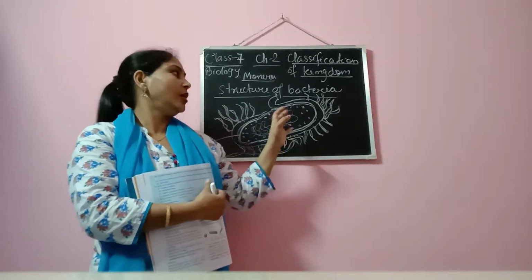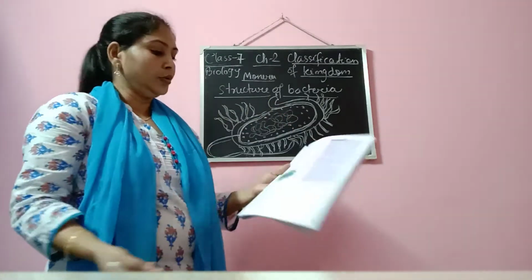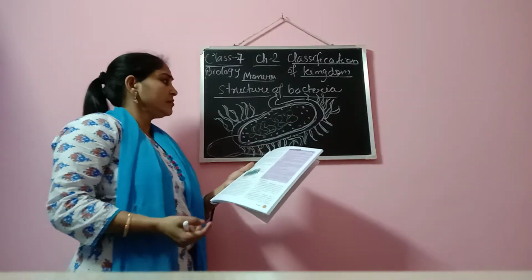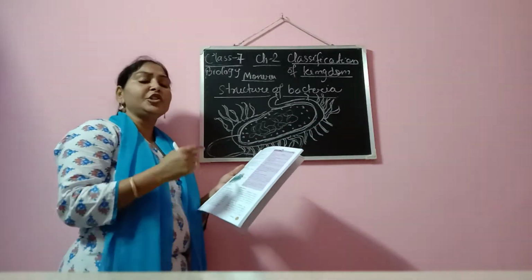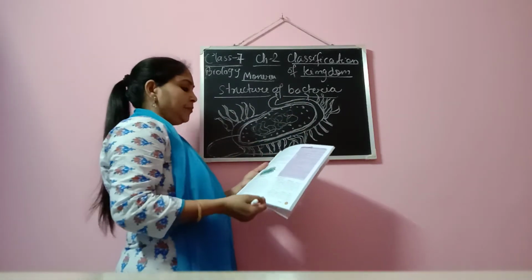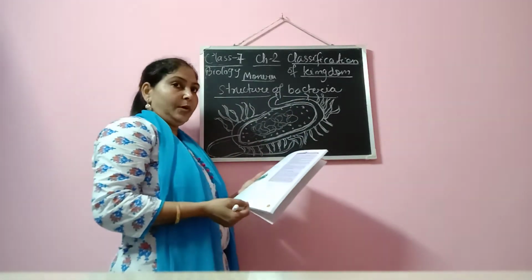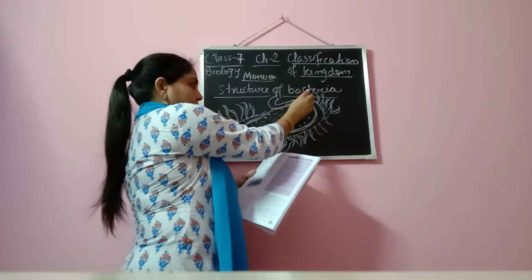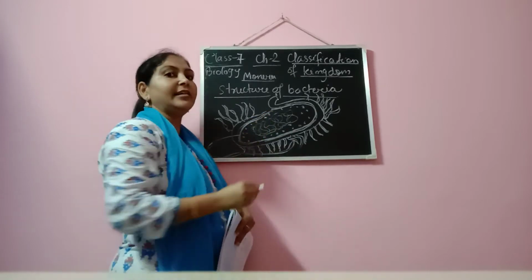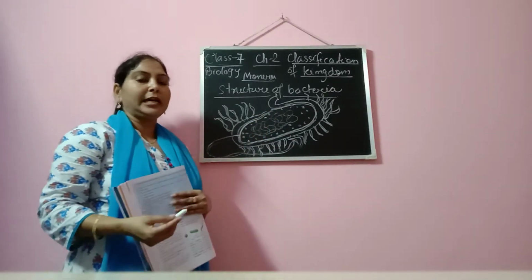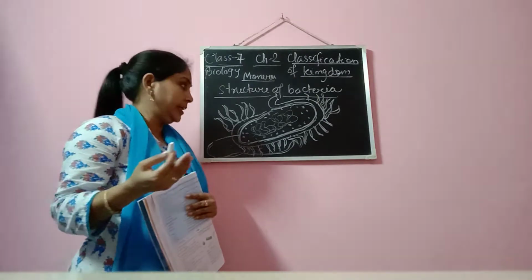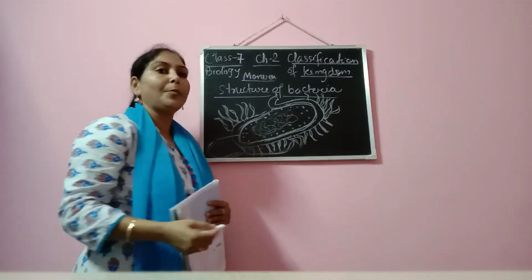Now, you can see the structure of bacteria here, and you can also see it on page number 25 in your book. With the shape you can make out that it is a capsulated shape, in which the dotted parts are the ribosomes. Now what are ribosomes? Ribosomes are responsible for synthesizing protein. Inside this you can see the chromatin material.